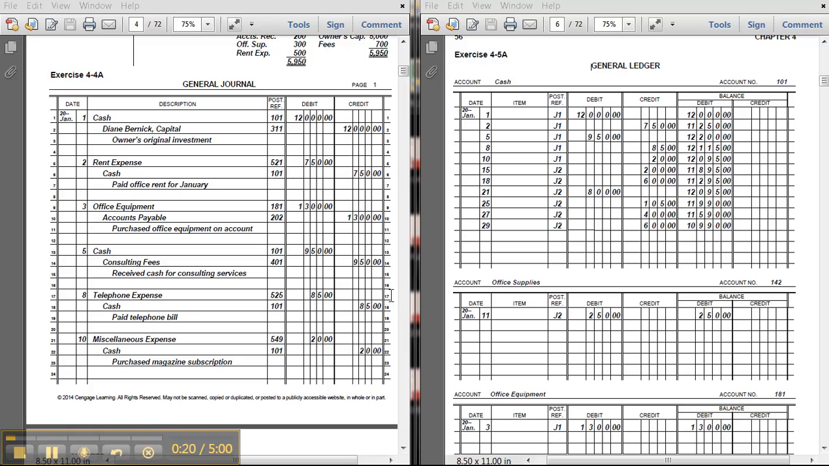So on the left-hand side of the screen are my journal entries, and on the right-hand side are my ledgers. So we're not going to be able to go through every single one of them, but we'll get through several to where hopefully you'll understand the process.